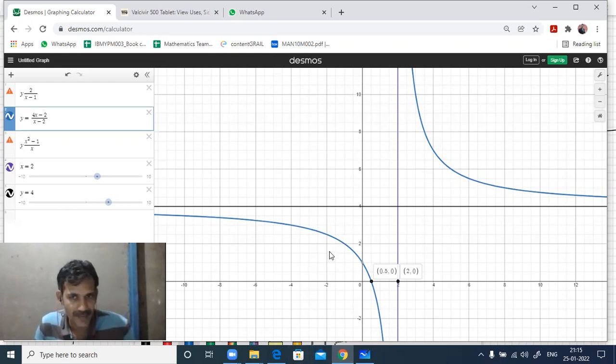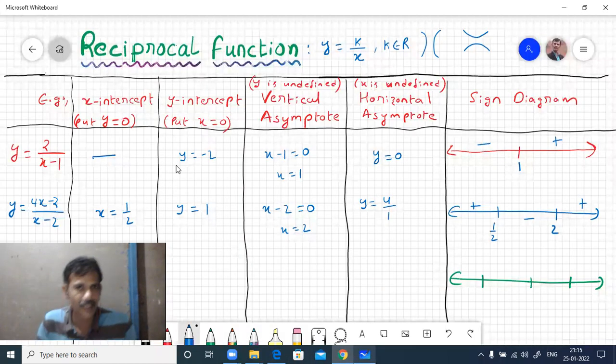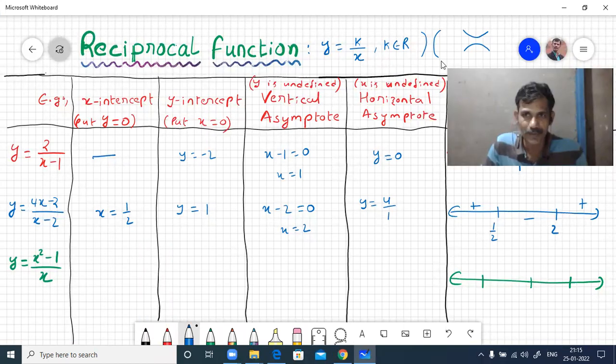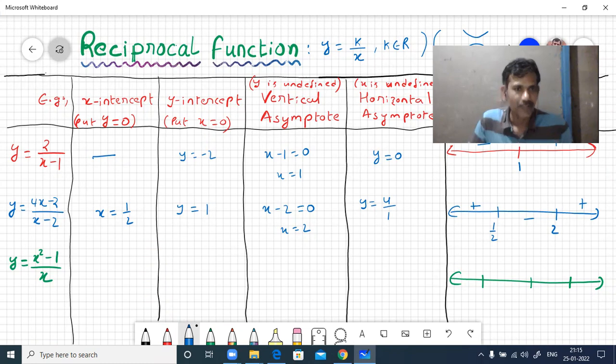One more last graph is there. Last case, it is not available in any textbooks also. y equal to x square minus 1 upon x. Here see, the degree of the denominator is less. That time what will happen, we will see.